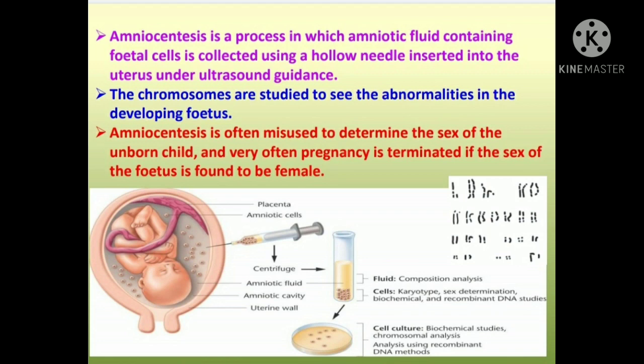What is next? The third stage: the amniotic fluid, which is there on all four sides of the fetus, is extracted. A little bit of the amniotic fluid containing the fetal cells is extracted. Then it is centrifuged. After centrifugation, the cells are used for karyotyping. Then karyotyping is done. After that, the risks associated with amniocentesis.